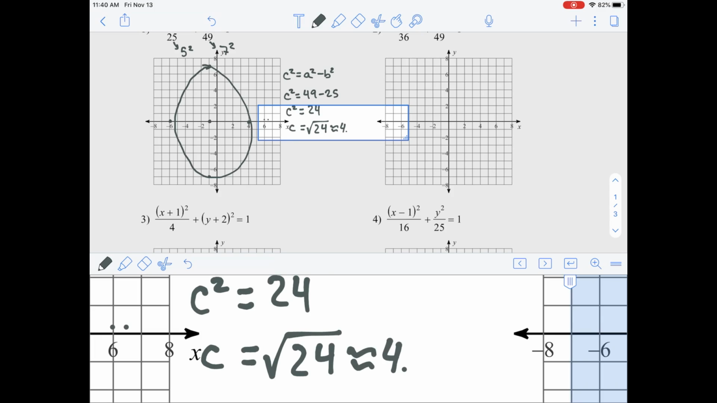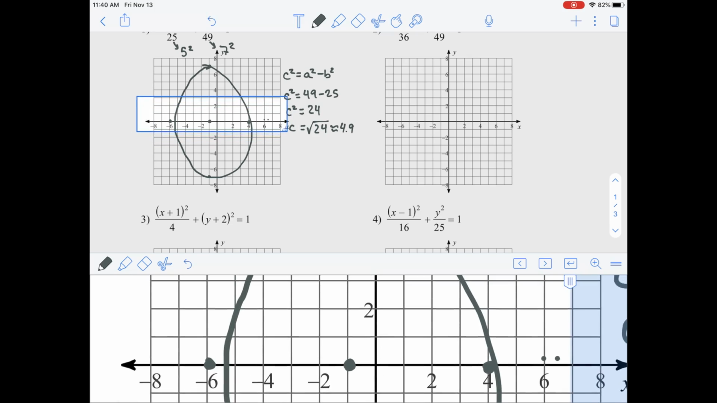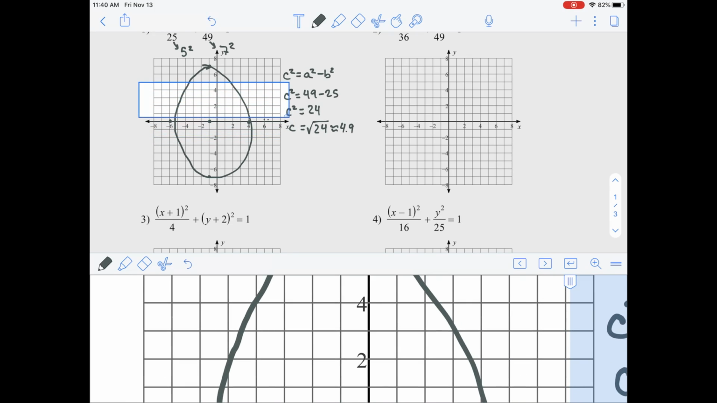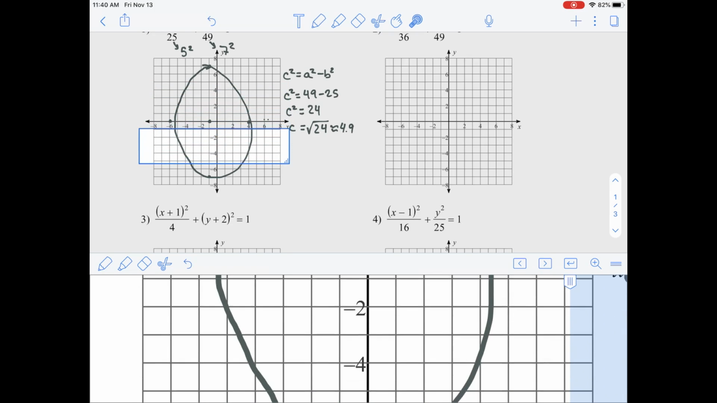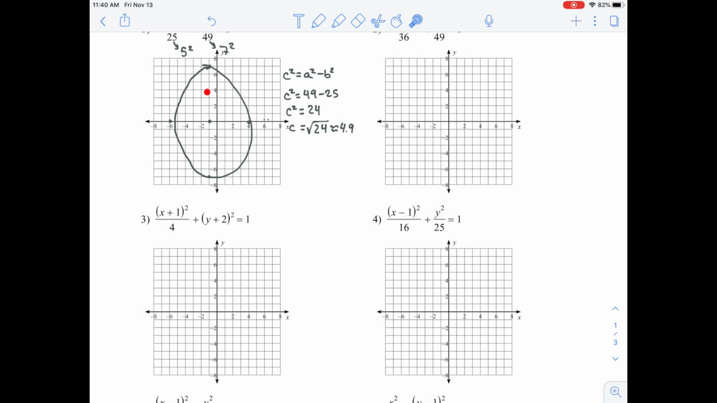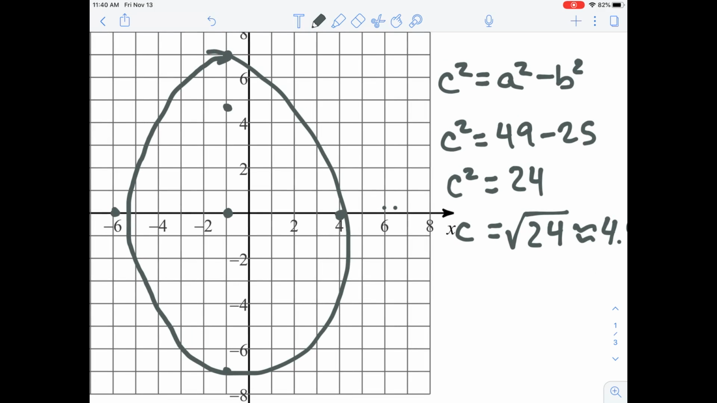So c is the square root of 24, which is approximately 4.9. So the focal points always lay on the major axis, so I need to go up and down 4.9 from our center. And that's where those 2 points will be. So it's a little bit under 5, so we'll do our best approximation, but that's where our 2 focal points are. And now let's label everything.